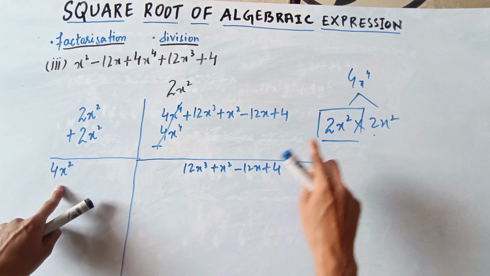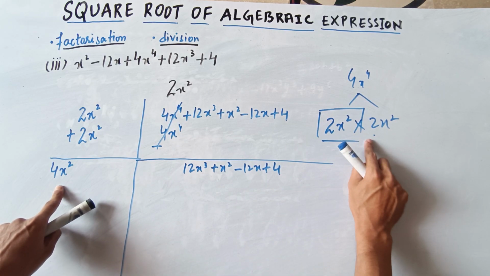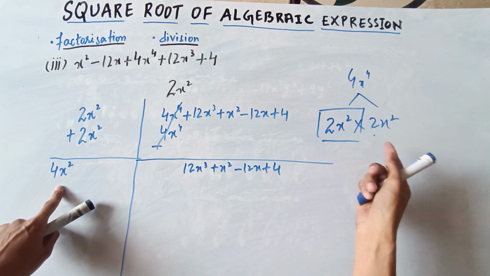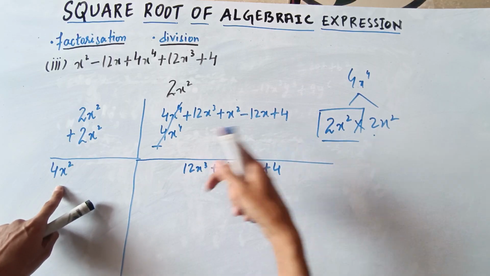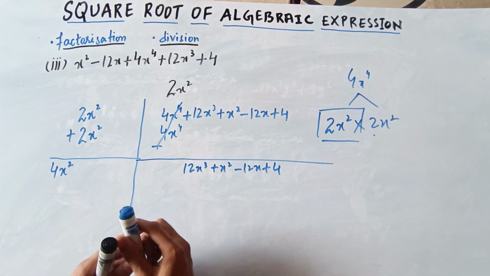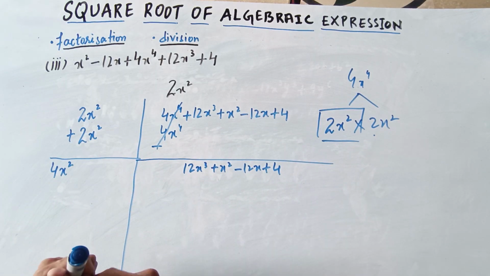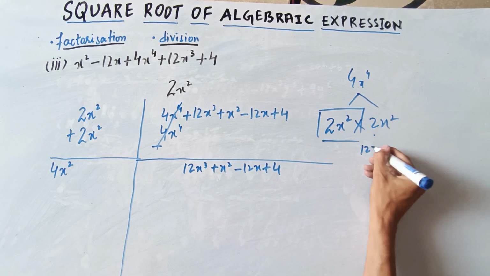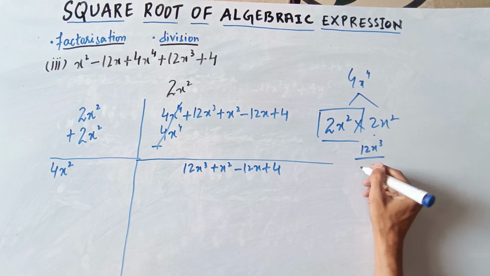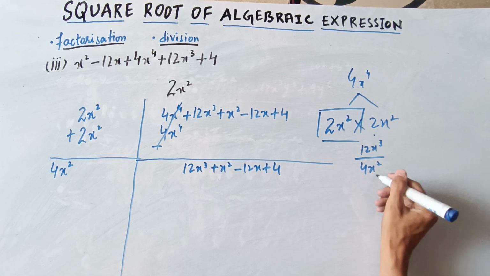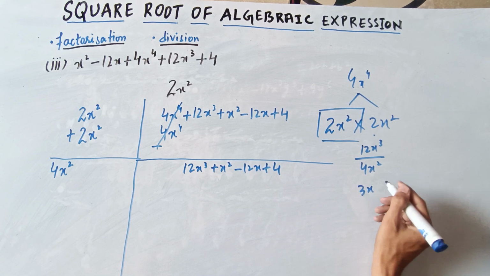So see, you have now one term in the divisor. You don't need to think again about what we did in the first step, how many times we should multiply what with which to get the first term. Now it is very easy. It becomes the previous method. It is written 12x cube over here, so you can divide 12x cube by 4x square, the first term of the divisor, and you will get 3x.